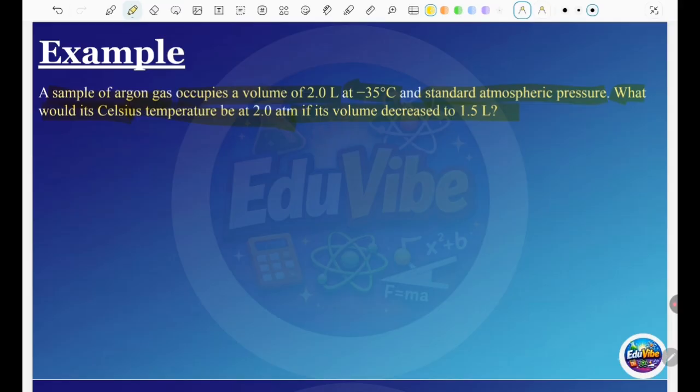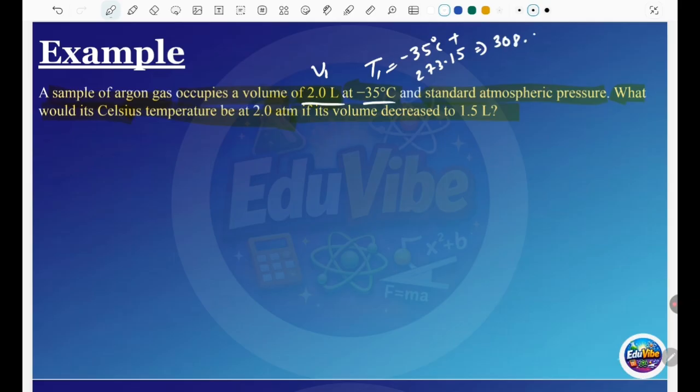So what's it talking about? We have an initial volume, which is 2.0 liters. This is V1, and we have minus 35 degrees Celsius, which is your T1, and it has to be in Kelvin, so you have to add 273.15 to it and you get positive 238.15 Kelvin.